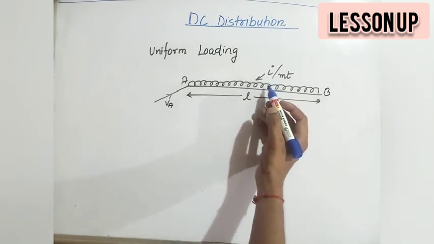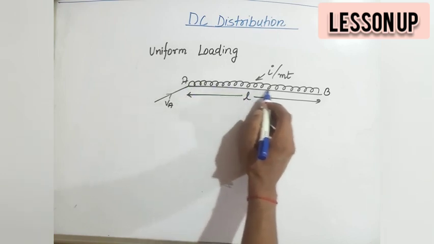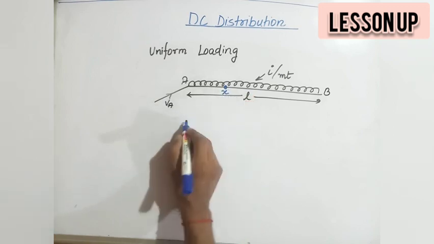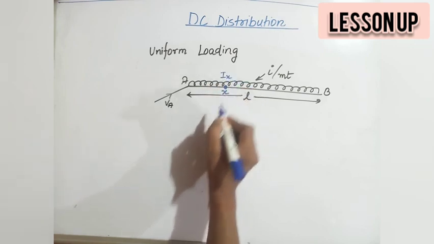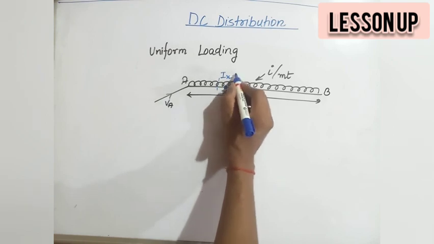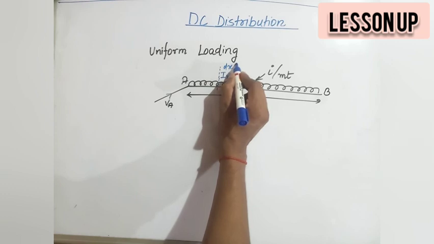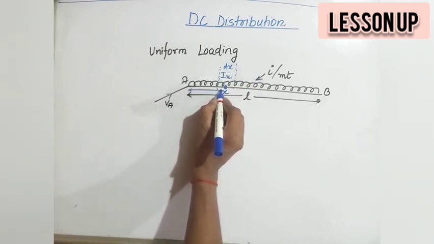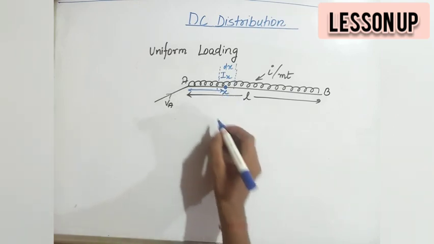Since the current is a function of distance, as we move from this point, the current will change. So let us consider a point X. At this point, the current is Ix. We will take a small section dx. The distance between these two points is x. Now what is Ix?